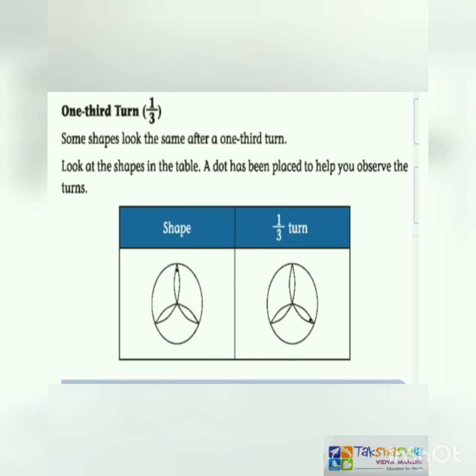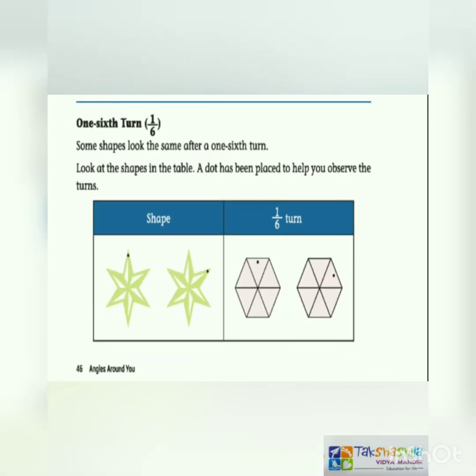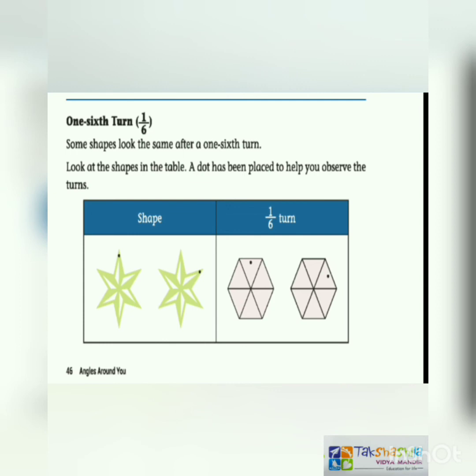So inside the circle, a 3-petal shaped structure has been given. If you are turning only one turn out of the 3 turns, the image will not get changed, so it is a 1/3 rotational symmetry. And next one is 1/6 turn, and here in the star shaped structure 6 corners are there. If you are turning one turn, you will not get any change, so here it is 1/6 turn symmetry. And next one is the hexagon shape. If you are rotating 1/6 turn only one time, you will not get any change in the rotation, so here it is 1/6 turn symmetry.